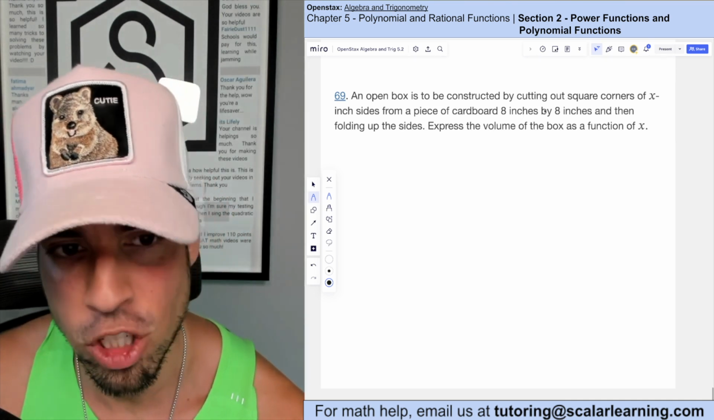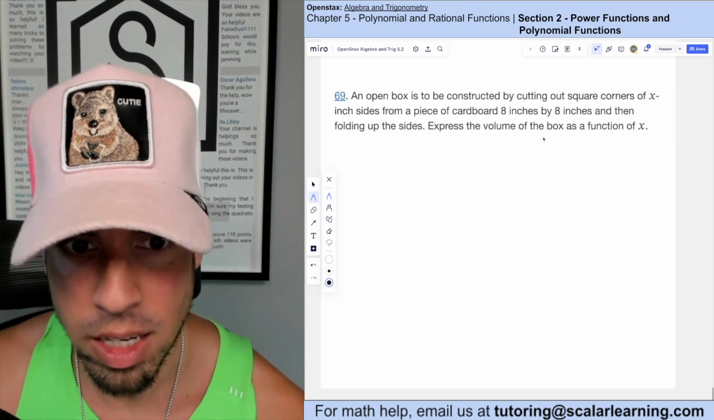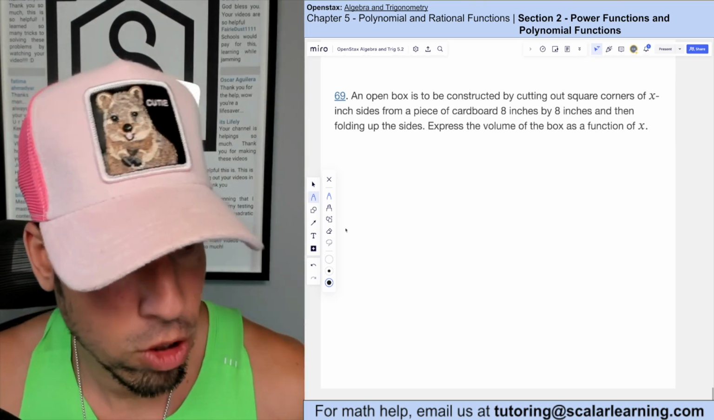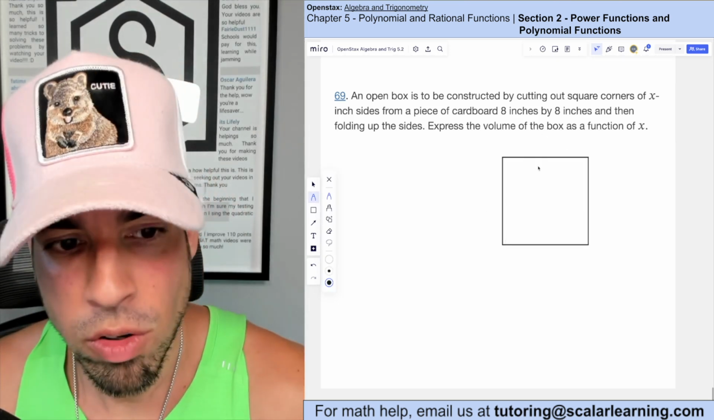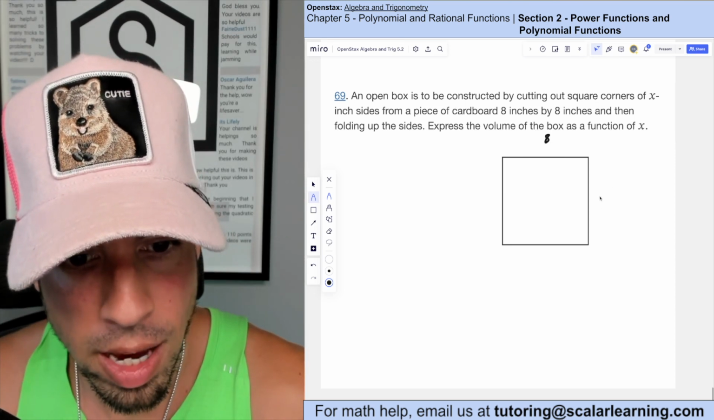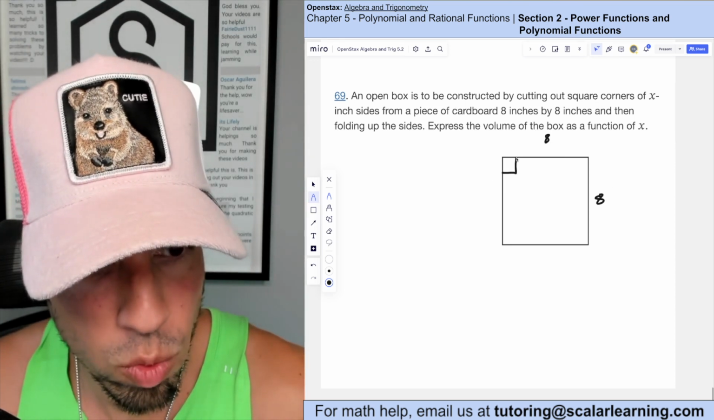An open box is to be constructed by cutting out square corners of x-inch sides from a piece of cardboard 8 inches by 8 inches, and then folding up the sides. Express the volume of the box as a function of x. So first, let's draw this out. So we're starting here with 8 inches by 8 inches, and then we're cutting out these little squares like so.